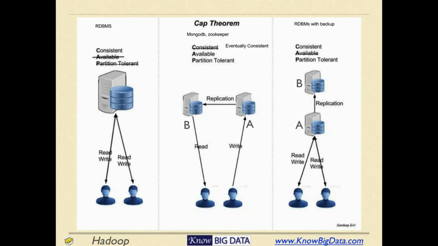At least you have the partition tolerance. But again, A suffers from similar availability as compared to the node in the first diagram. Therefore, it is consistent, it is partition tolerant, but it is not available.